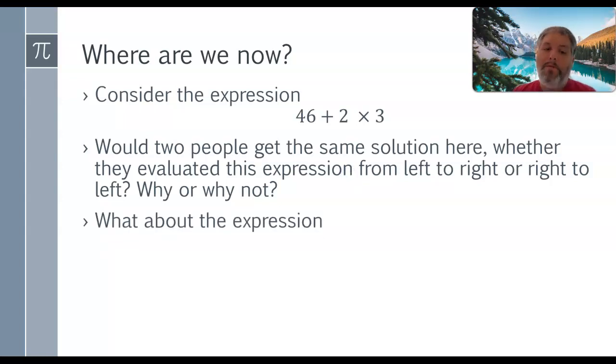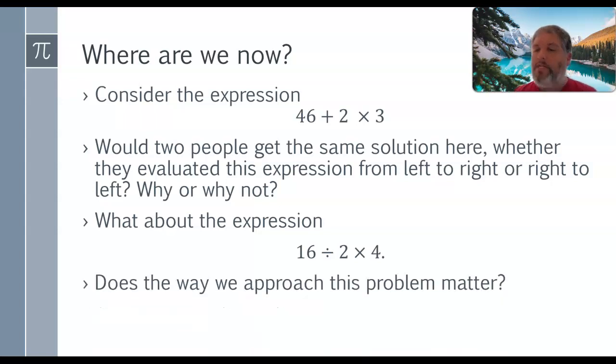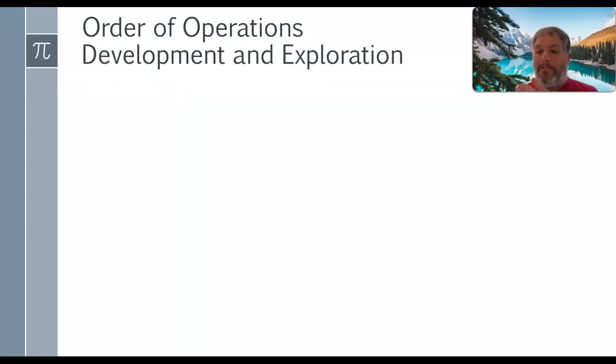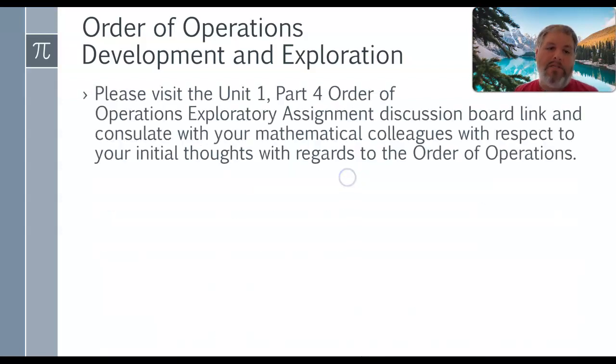In a similar fashion, suppose we instead consider the expression 16 divided by 2 times 4. Once again, if two individuals consider this expression, is it going to make a difference in what direction we approach a problem? If we do the division first and the multiplication second, or the multiplication first, division second. What we're hinting at in these two considerations is the baseline of the order of operations. And so as our development and exploration phase commences here, what we're going to do is head over again to our class Moodle page and complete the appropriate discussion board activity, which will have us further investigate these very questions.